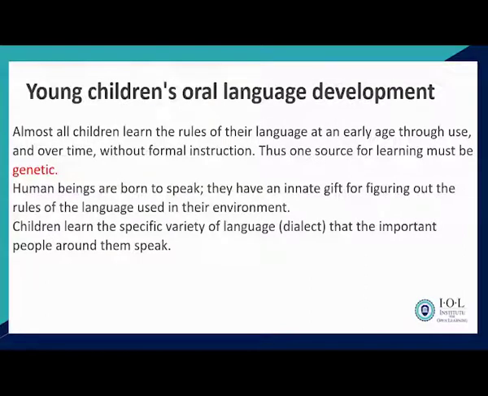Like I explained, they have an innate ability. They learn the specific variety of language that important people around them speak, and they pick up all these things when people are speaking around them. And one time somebody asked, why is it so easy for kids to learn insulting words compared to the positive words, which was an interesting question.